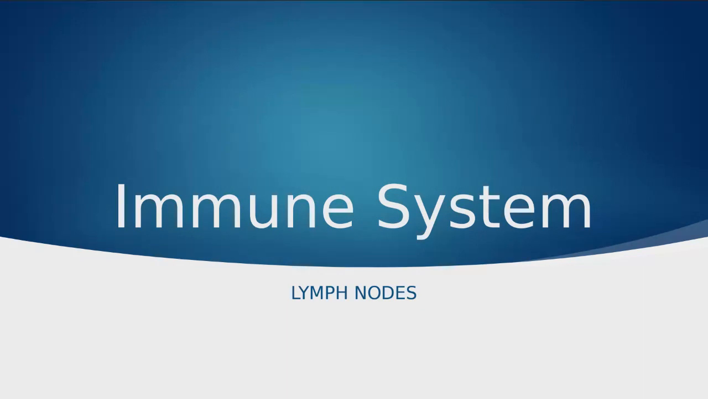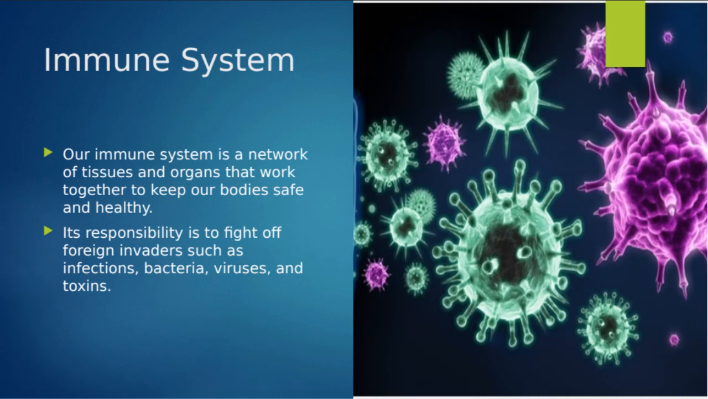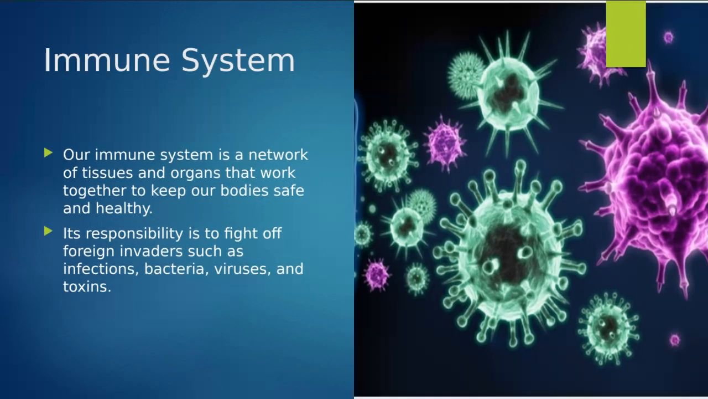So we'll talk about some organs that encompass the immune system and the lymphatic system in a second, but on a very basic level, the immune system is a network of tissues and organs that work together in different ways to help keep us safe and healthy from those foreign invaders. So they are constantly trying to fight off toxins, viruses, bacteria, infections. They're serving multiple different functions and ways to protect us from those substances.